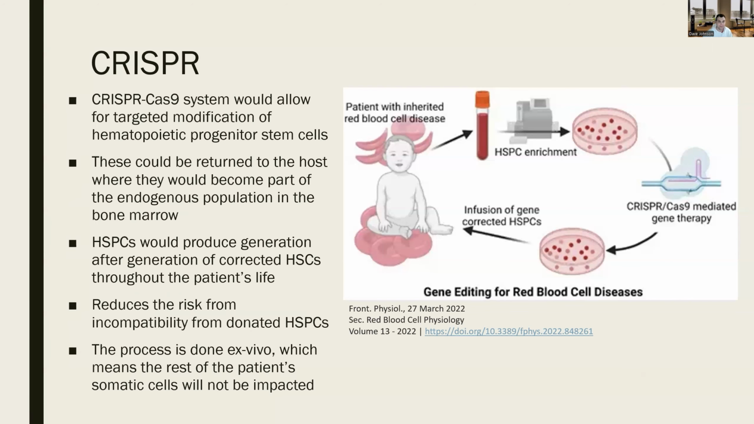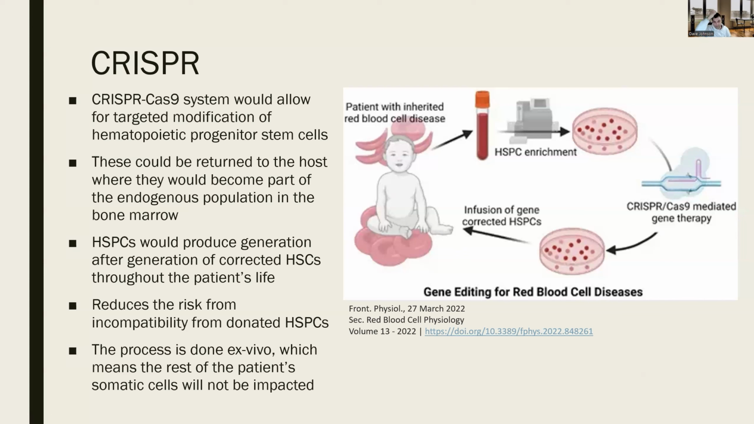The CRISPR-Cas9 system will allow for targeted modification of hematopoietic progenitor stem cells. These are the cells that hematopoietic stem cells come from. These ones have the ability to accumulate and reproduce within a patient's bone marrow. So if we take out these HSPCs from an affected individual, isolate them, and use CRISPR-Cas9 mediated gene therapy, essentially in these cells we replace the broken, mutated version of the gene with the wild type version of this gene, and then reinfuse these HSPCs into the individual.